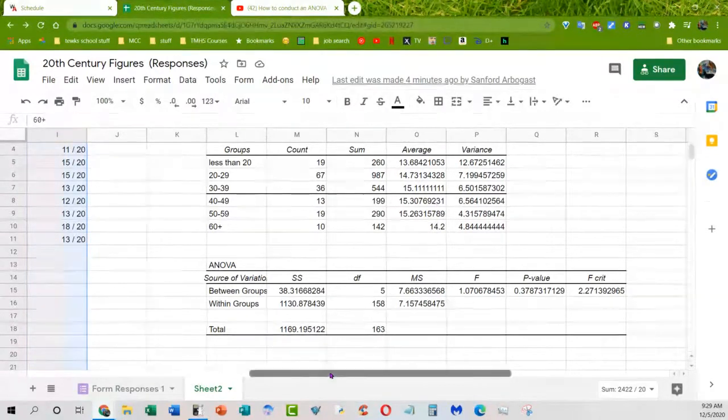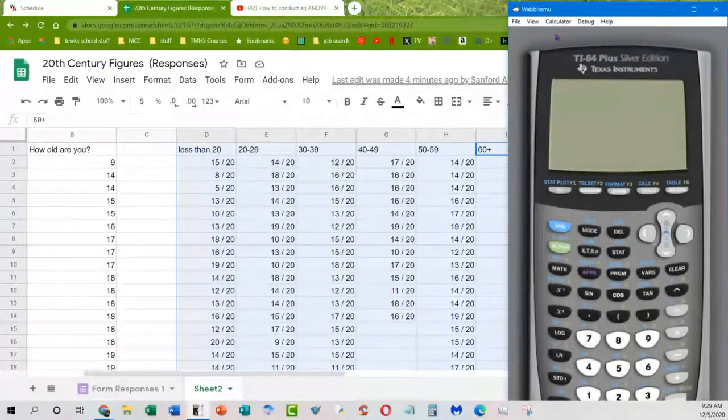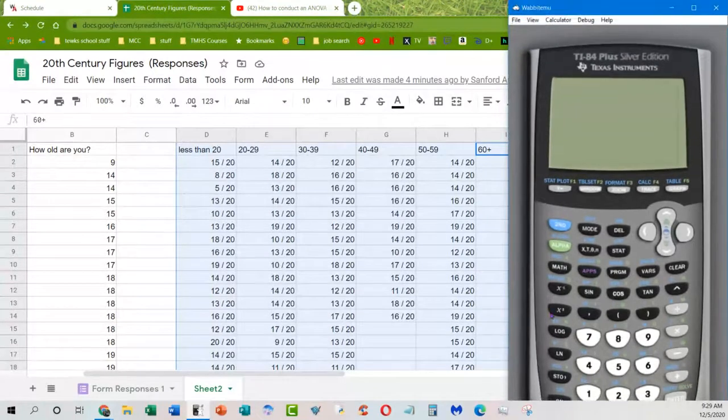All right. If I were to do this in a calculator, I get my calculator and I turn it on, because that's the first thing you have to do.